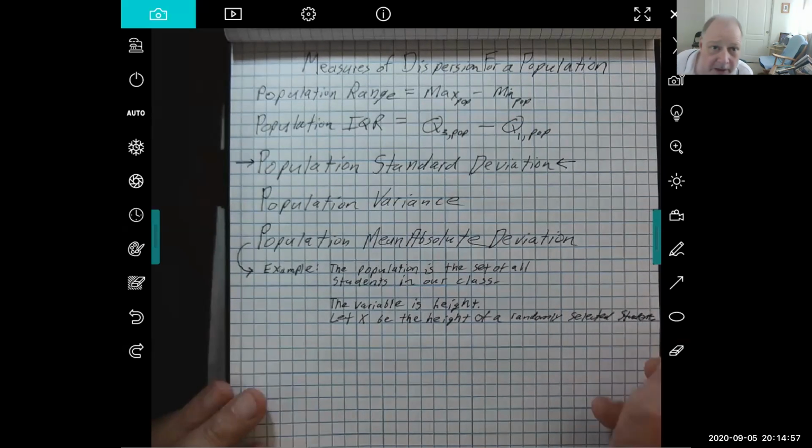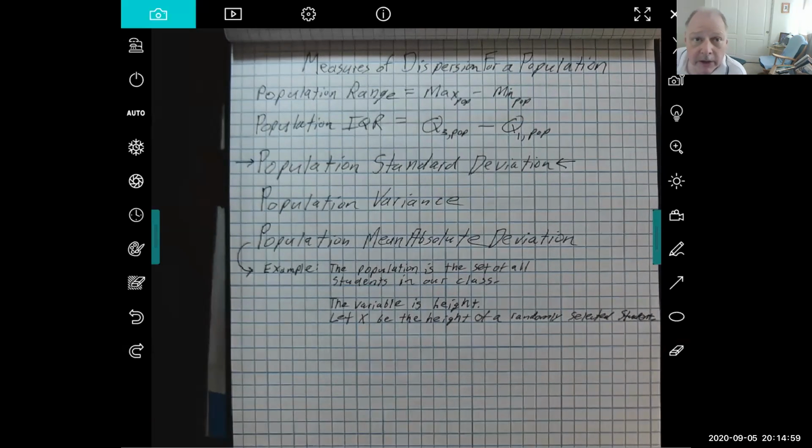So this variable x, it's a function. You give it a student, it gives you back the height of that student. And you can do it with any of the students or all of them. Now, what I want to do is find out how far from average is the average student.